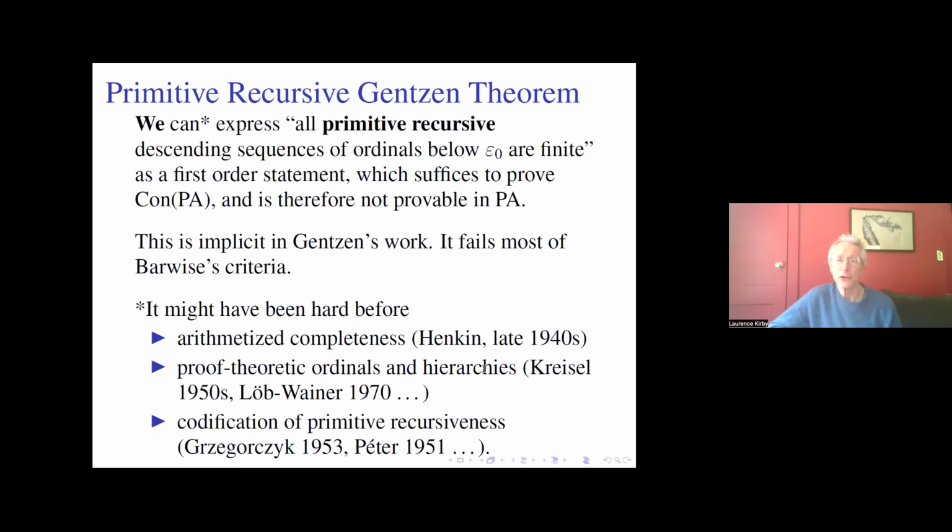Now, we can express this a little differently, and this is what is often actually called, justifiably, Gentzen's theorem. We can express the notion that all primitive recursive descending sequences of ordinals below epsilon zero are finite as a first order statement. And of course, it's exactly what you need to push through Gentzen's proof, since it proves primitive recursive things. So now we've reduced it to a first order statement, which is not provable in PA. This is certainly implicit in Gentzen's work.